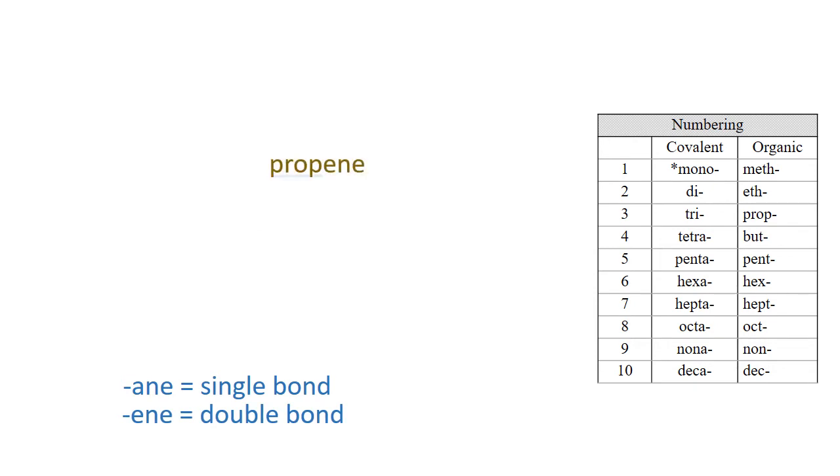If I have propene, prop means 3, so I have 3 carbons. So 1, 2, 3 carbons. And ene means double bond, so I put in a double bond. Now the first carbon is making 2 bonds, so it needs 2 hydrogens. The second carbon is already making 3, so I add 1 hydrogen to either the top or the bottom, it doesn't matter. And the last carbon is making 1 bond, so I will add in 3 hydrogens.